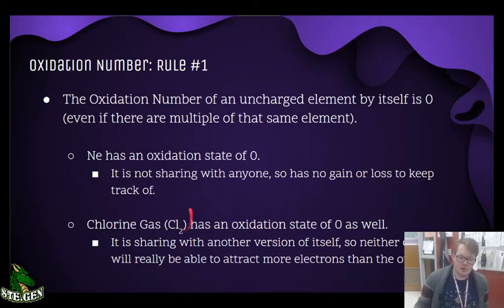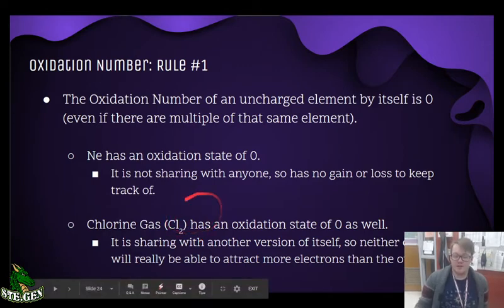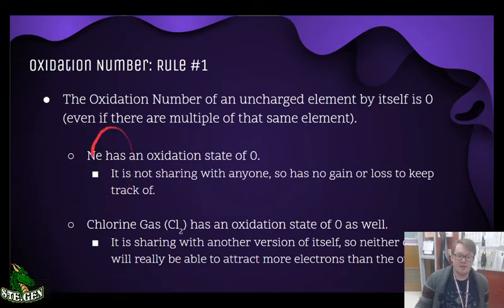So if this was Br2, N2, I2, or any single element, it could be something even like Na or Fe or O. O would probably be really weird, but it could just be a solid that we're talking about there. Like a chunk of sodium would be represented by just Na, and that means it would have an oxidation state of 0.